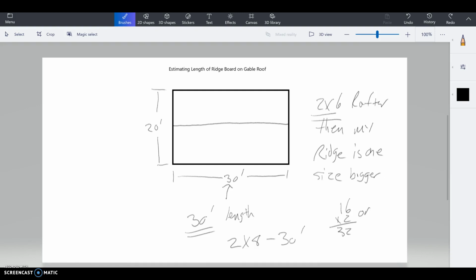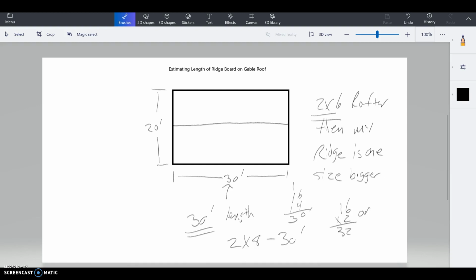Like I was mentioning, I could order 2 16s to equal 32, then I just have 1 foot of waste, or I can do a 16 and 14, and that would equal my 30 feet.